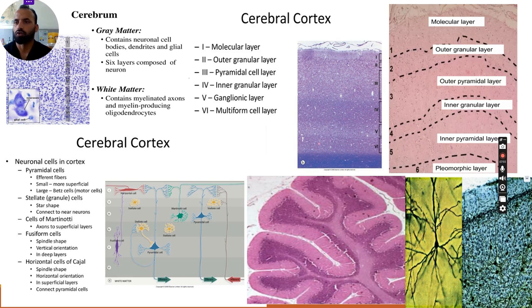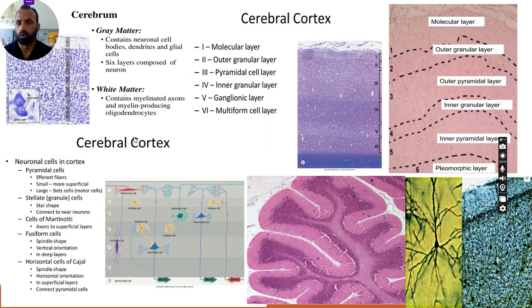So looking at the histology of the cerebrum, I told you that two things you can find under the microscope: gray matter and white matter. In the gray matter, you usually have the neuronal cells, small dendrites, and the glial cells. I told you the neurons in the gray matter are arranged into six layers. Then the white matter is basically formed by myelinated axons.